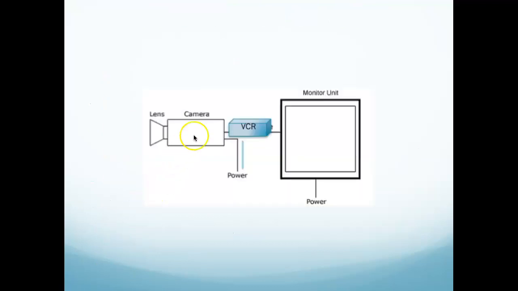So here you go. Here's a camera. There's a lens and a camera. The camera would be plugged in for power. It would go by coax cable to a VCR, coax cable out of the VCR into a monitor, and you could watch it if you wanted to.